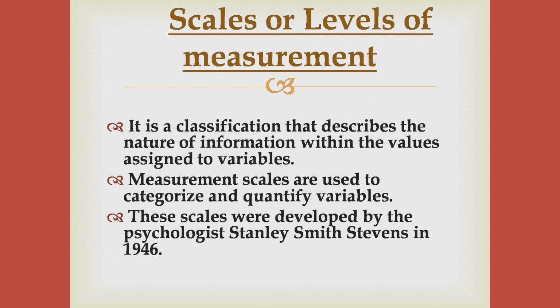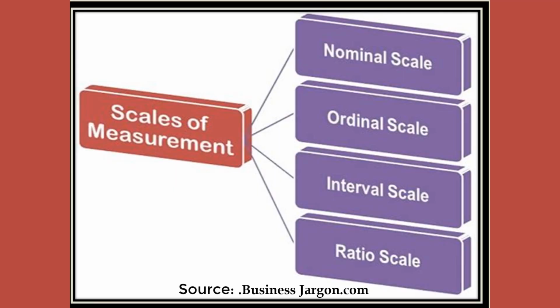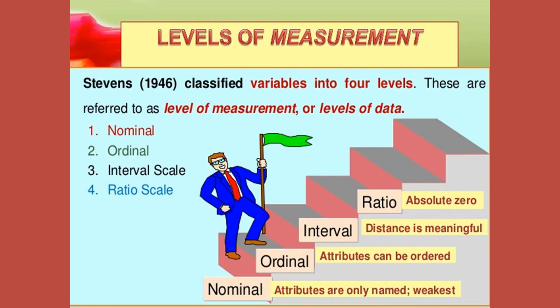Now, levels of measurement or scale of measure is a classification that describes the nature of information within the values assigned to variables. Psychologist Stanley Smith Stevens developed the best known classification with 4 levels or scales of measurement, that is nominal, ordinal, interval and ratio. Now, as you can see in the figure, the nominal scale is the lowest level of measurement.